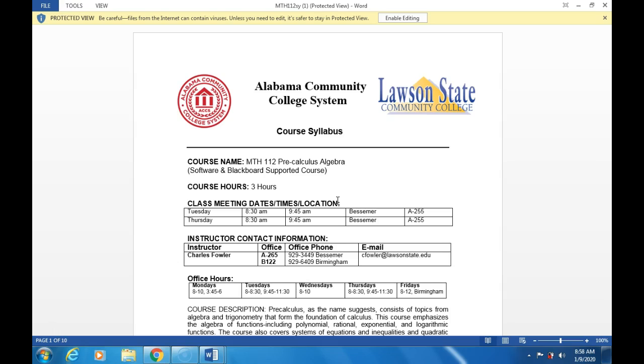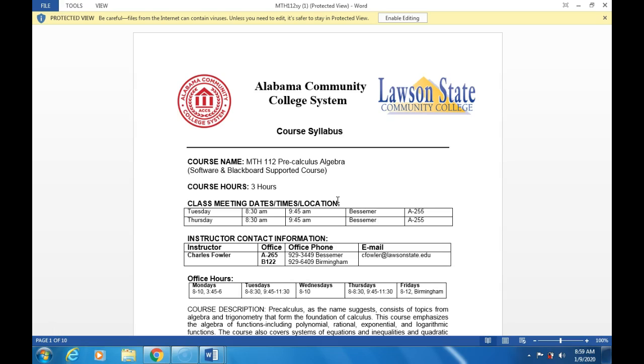There may be some corrections on here. I'll tell you where. Okay, this is Math 112. Is everybody in the right place? Pre-calculus algebra. All right. Software and Blackboard supported course. 3 credit hour course. We actually meet for only 2.5 hours a week, but it's a 3 credit hour course. Meet Tuesdays and Thursdays, 8:30 to 9:45. Y'all are all in the right place.